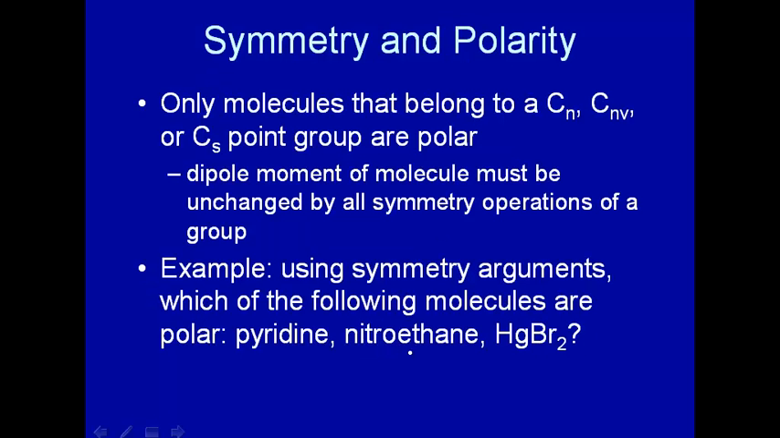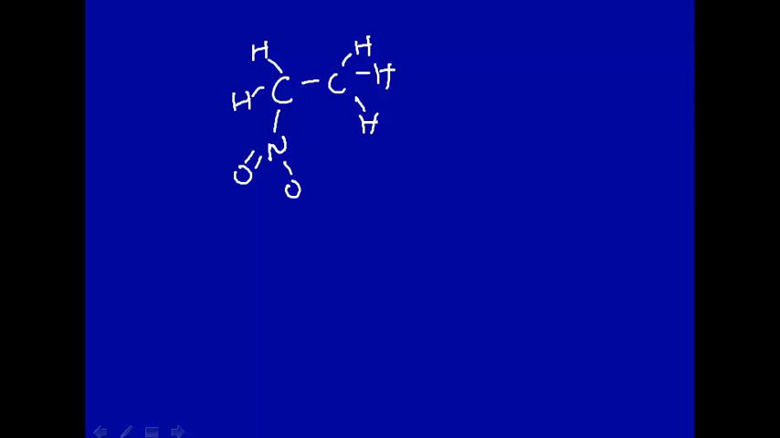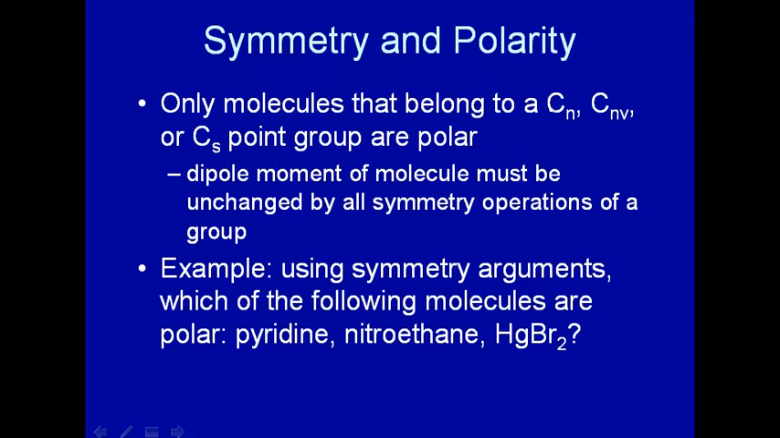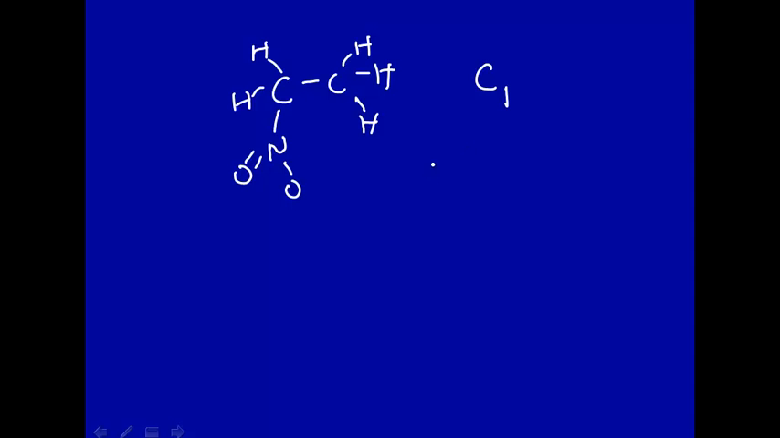All right, let's look at the next one, nitroethane. There's a C with an H, and two H's up here, and then you have the nitro group here, with a double bond to O. There it is. What symmetry does this have? This has C1 symmetry. C1 is a Cn where n is equal to 1, so therefore this is polar.